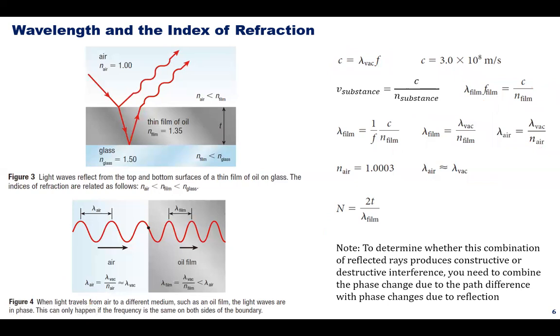To determine whether this combination of reflected rays produces constructive or destructive interference, we need to combine the phase change due to the path difference with phase changes due to reflection. Okay, so let's have a look at the problem in more detail.